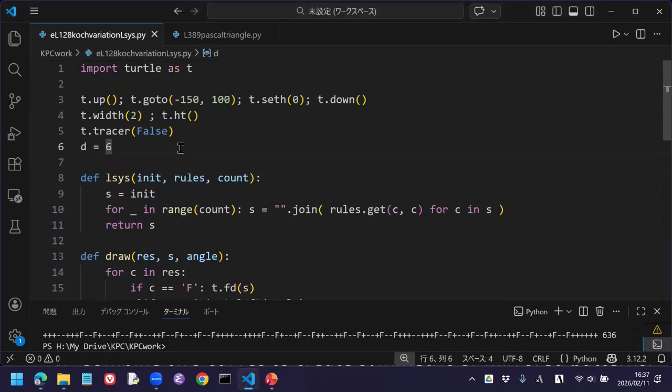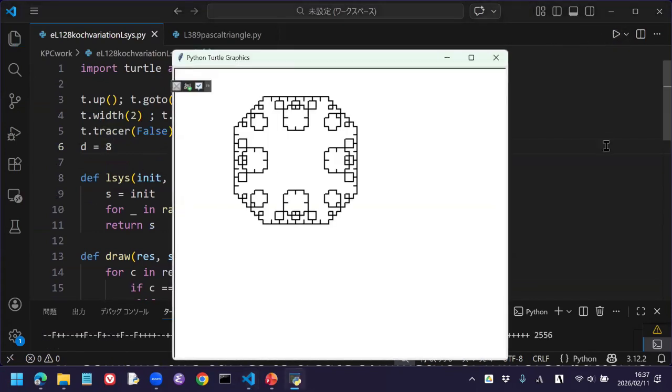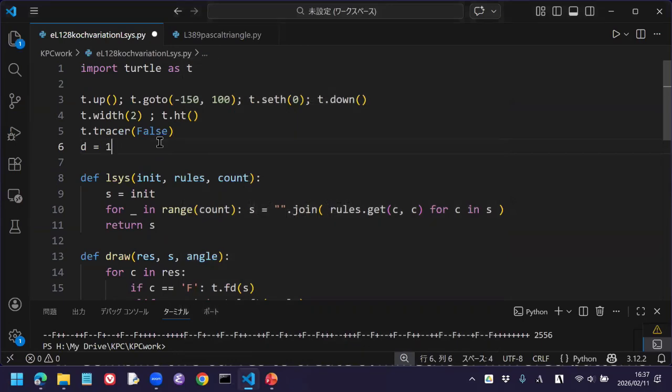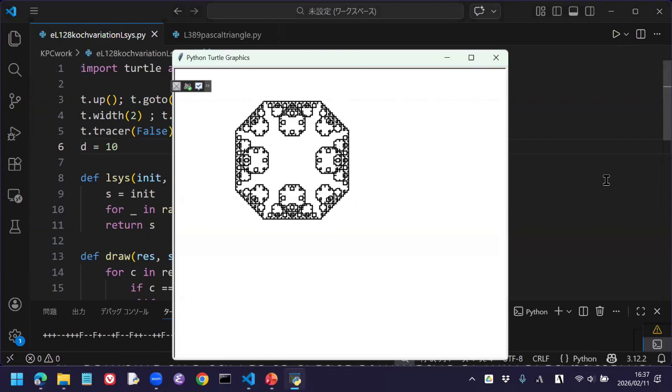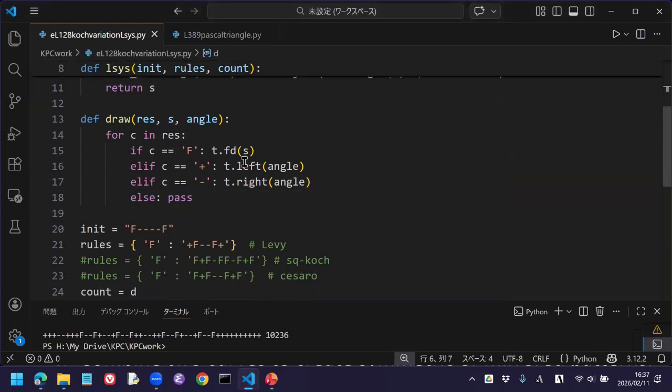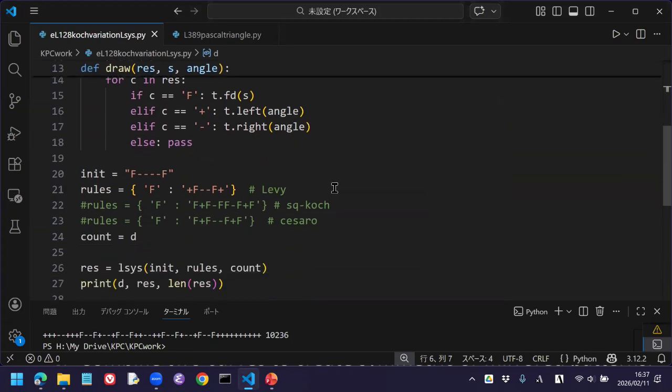Let's change it to, say, 8. We have a little more interesting shape. Okay? We can also have 10. And this is the Lévy curve. Beautiful. Okay, we tried the Lévy curve with the L-system, the same encoder and the same drawer.